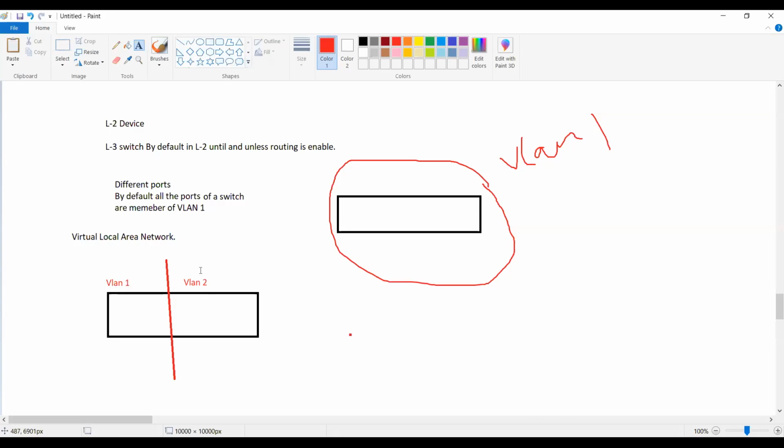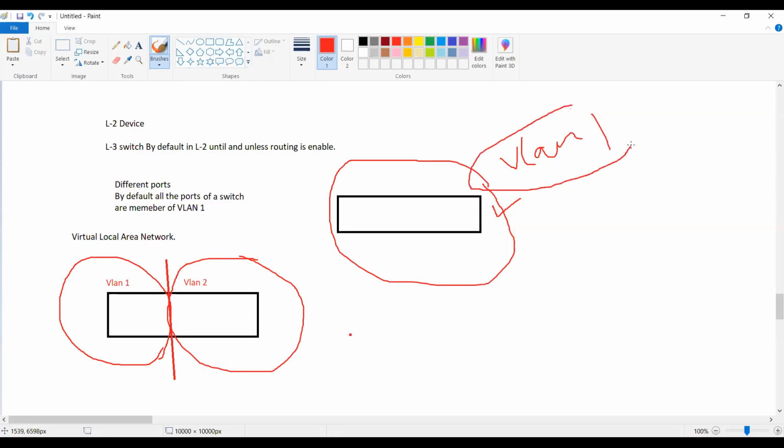Then what happens? Here one broadcast domain will be there. Broadcast domains. Am I clear? What I'm trying to explain is why the switch has only a single broadcast domain initially, because all the ports in the switch are members of VLAN 1.